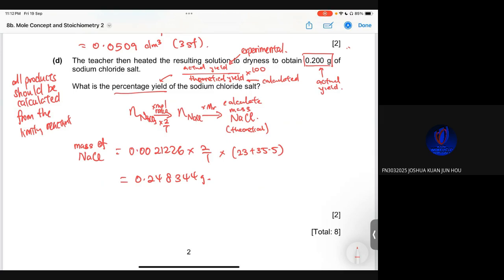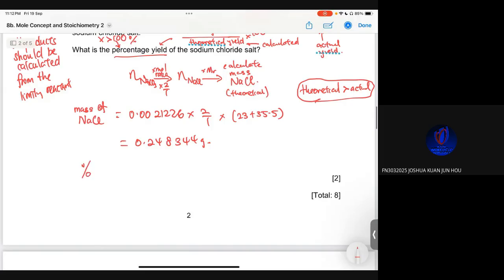Now, at this point, I will ask myself, does this number look correct? Why? Because take note, percentage yield will never be more than 100%. Never. So if it's never more than 100%, it means the theoretical yield must always be more than the actual yield. So take note, theoretical must always be more than the actual yield. If you are aware of this, you can always check to see whether you are doing it correctly. In this case, I have 0.200 and 0.248344. I know that, okay, I'm safe.